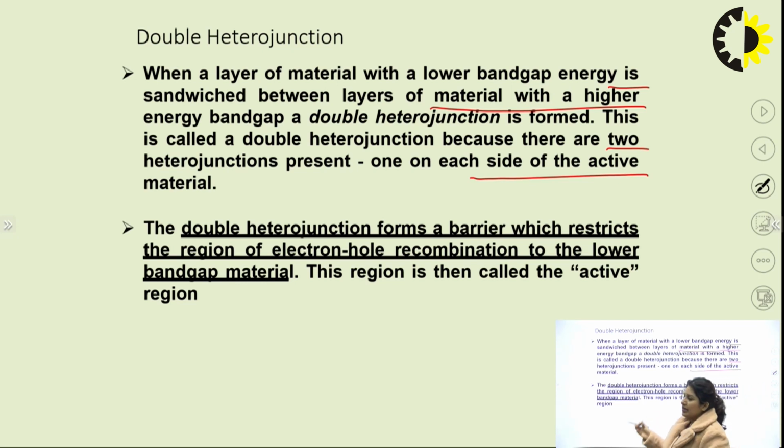So as we have seen in the last figure, we have both gallium arsenide n type and p type, and in between there is an indium gallium arsenide phosphide layer. So there are two different types of junctions present in the structure. So the double heterojunction forms a barrier which restricts the region of electron hole recombination to the lower band gap material, and this region is then called the active region. That's why the region in between the two is called the active region.